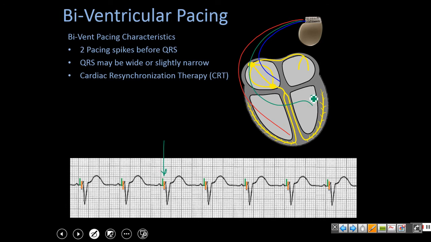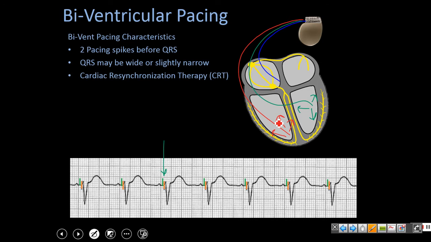So we have the left ventricle initiating depolarization, as well as the right ventricle lead initiating depolarization. And this is meant to cause the left and the right ventricle to contract simultaneously. This is also called cardiac resynchronization therapy, because to make the heart a more efficient pump, you want both the right and left ventricle to contract at the same time. So this is a way to make that happen.